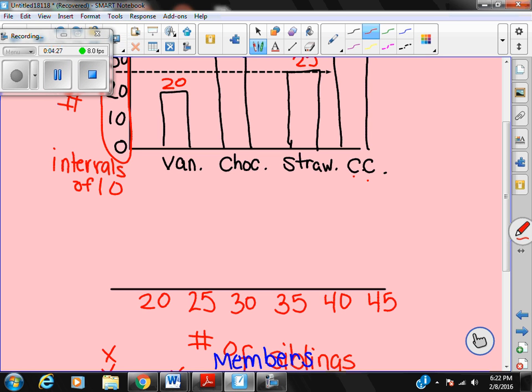And even though it looks very simple, it still will tell me a lot of information. So vanilla here, I know that it's 20. I know that 30 people chose chocolate. And I know that 25 people chose strawberry and 45 people chose chocolate chip. So I know that these are the types of ice cream, and I'm just going to put IC for ice cream. Those are the types of ice cream, and this is my line plot.